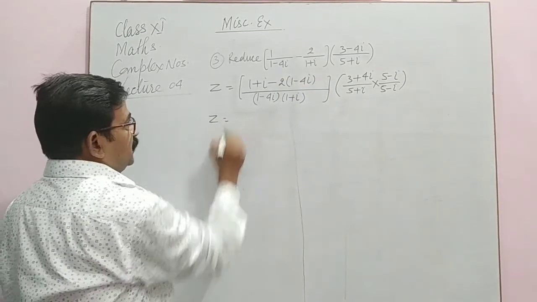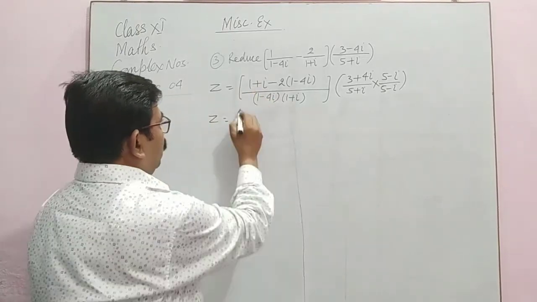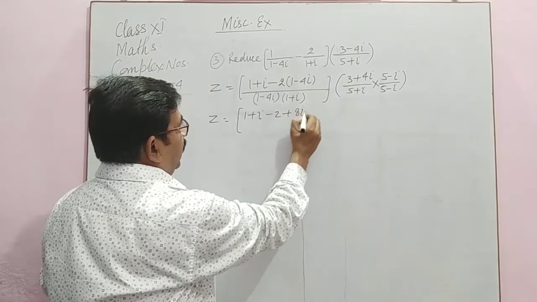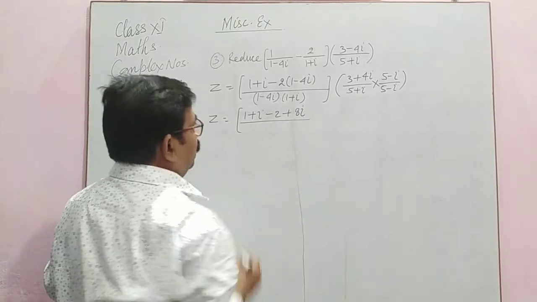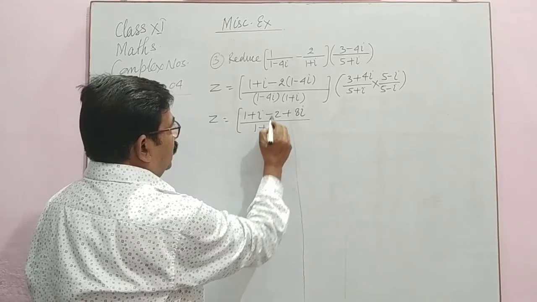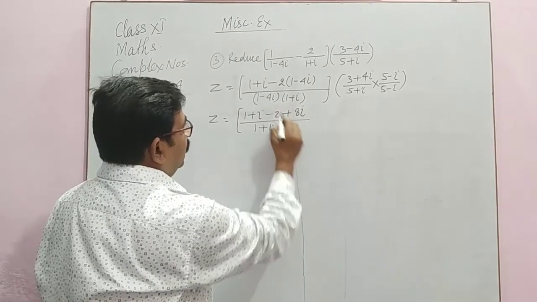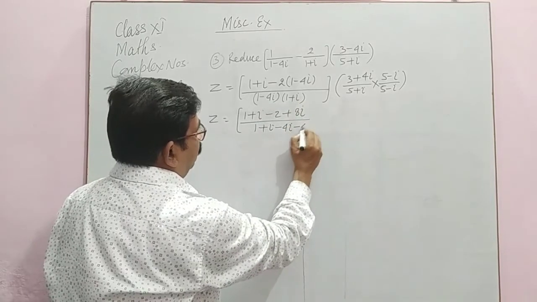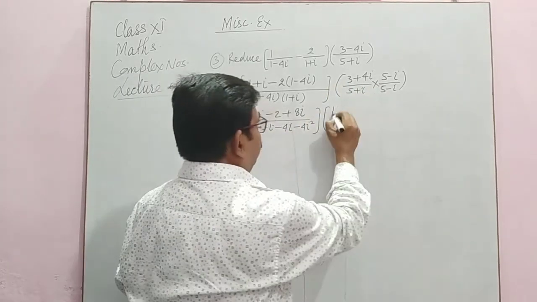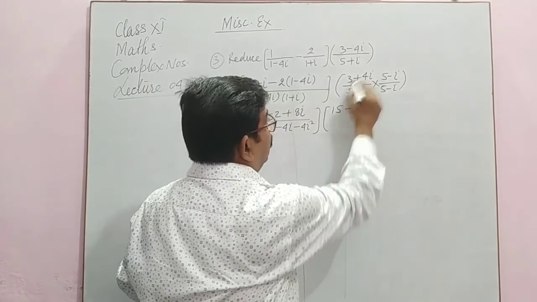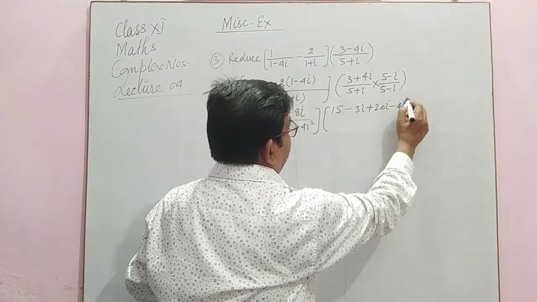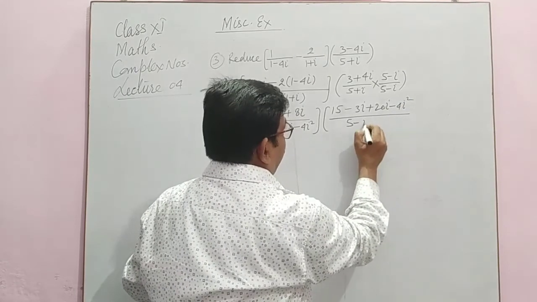Now Z is equal to, in the numerator, simplify this. What we have: 1 plus i minus 2 plus 8i, multiplying the minus through, upon 1 into 1 plus i minus 4 into 1 minus 4i into this minus 4i square. Here I am multiplying: 3 fives are 15 minus 3i, 4 fives are 20 plus 20i, and minus 4i square, upon 5 minus i square.